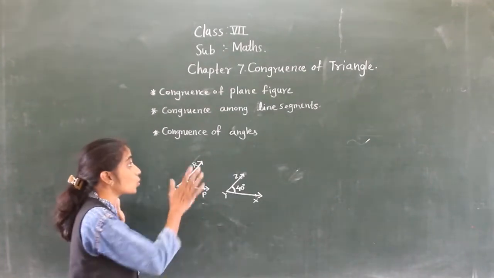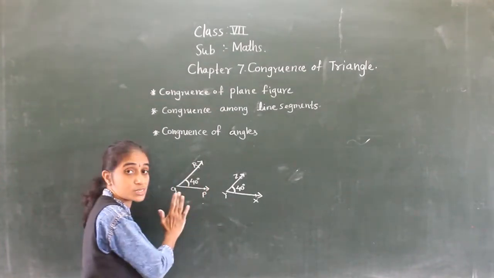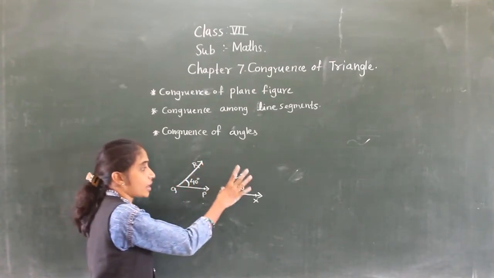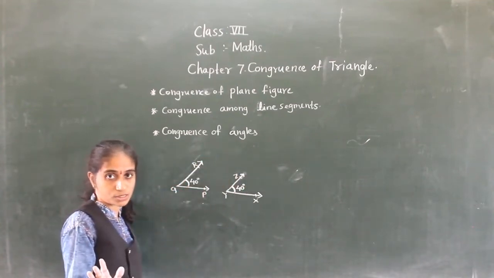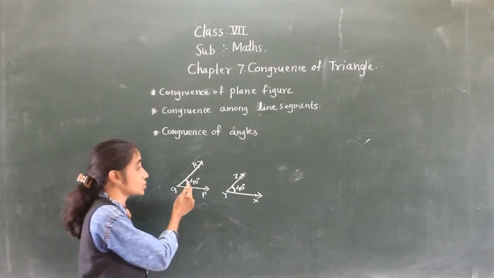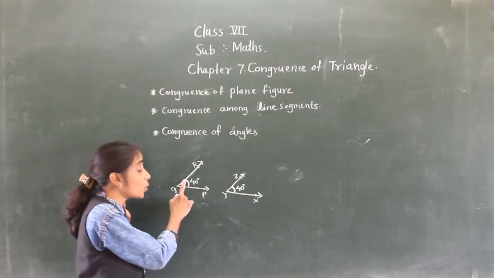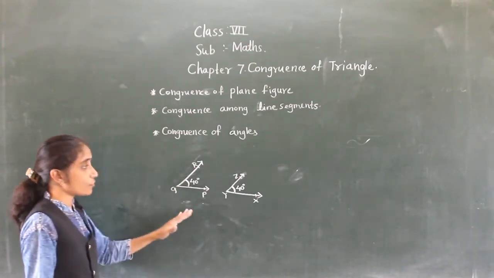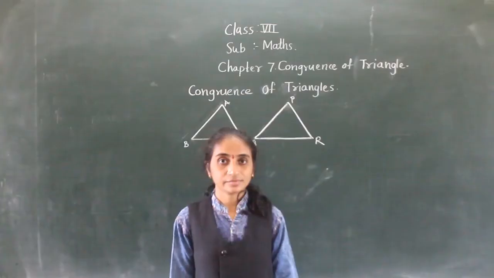So in congruence of angles, we do not have to see its arms. We do not have to measure how big or how small the arm is. In congruence of angles, what do we have to see? We have to see only the measurement of the angle.